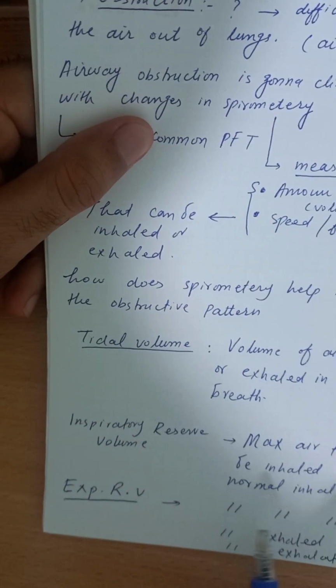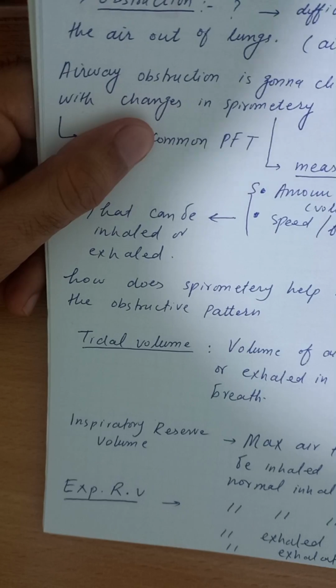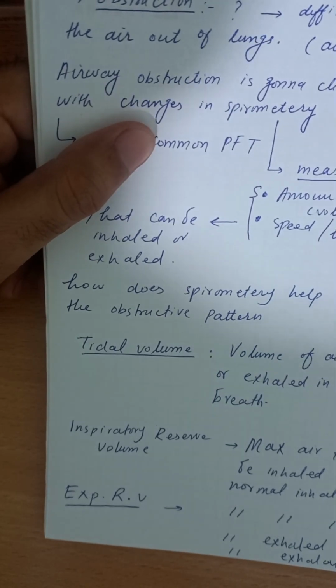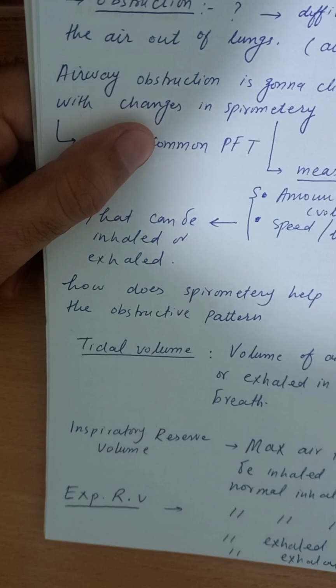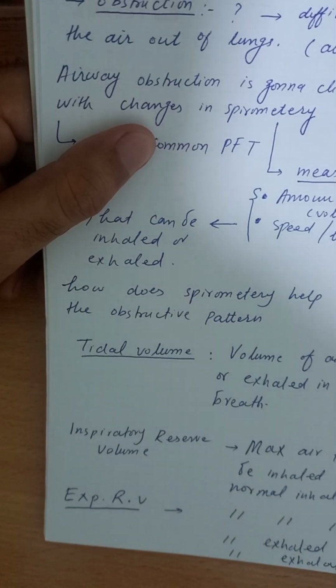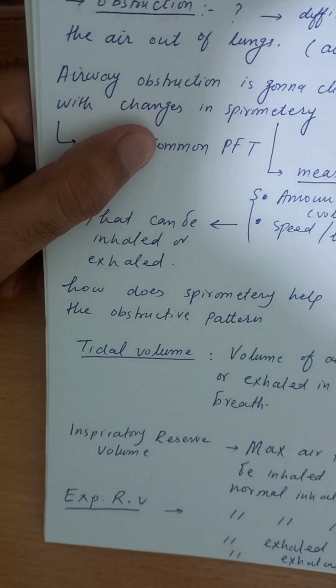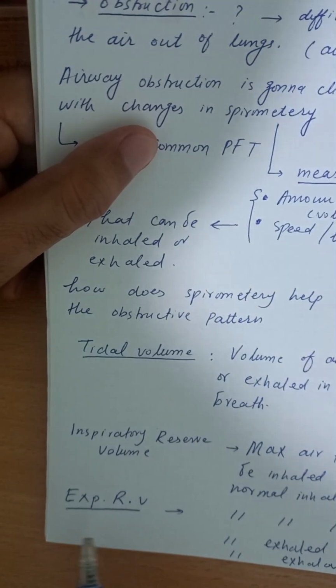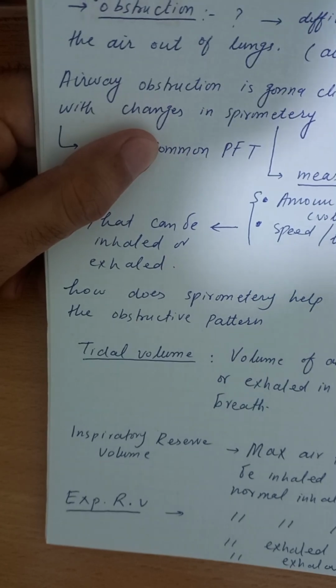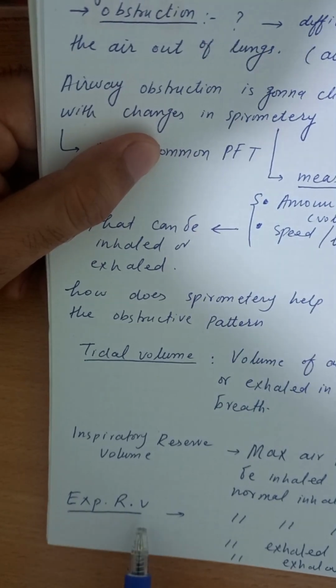And as far as expiratory reserve volume is concerned, it is the same. It is the maximum air that can be exhaled after a normal exhalation. In every exhalation you exhale a certain volume of air, but you feel that there's something you can do more if you try. If you force yourself, you can exhale more. That's what expiratory reserve volume is. So whatever volume of air you can forcefully expire after a normal exhalation is called expiratory reserve volume.